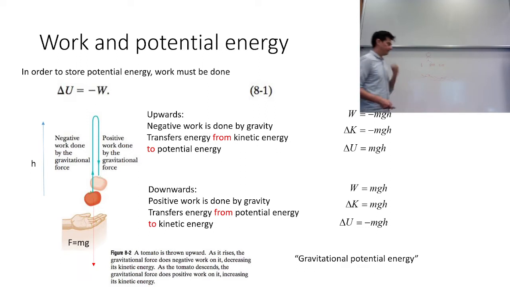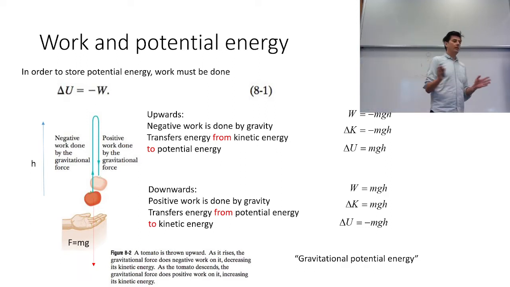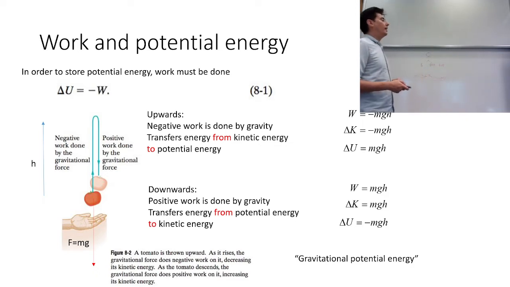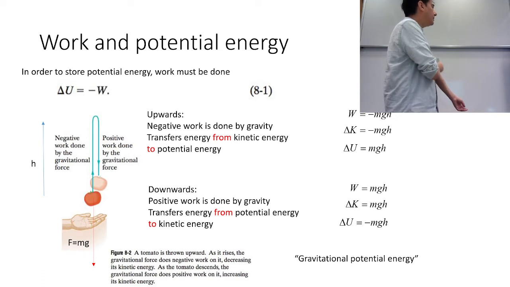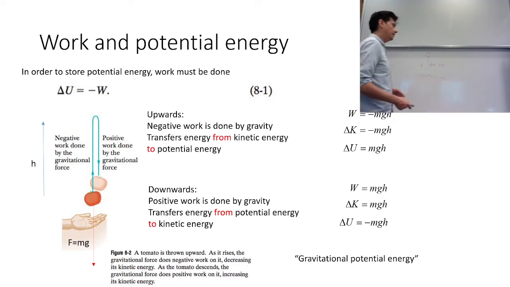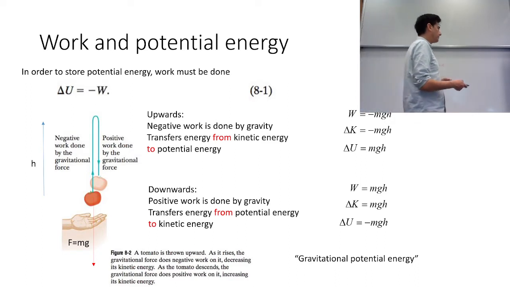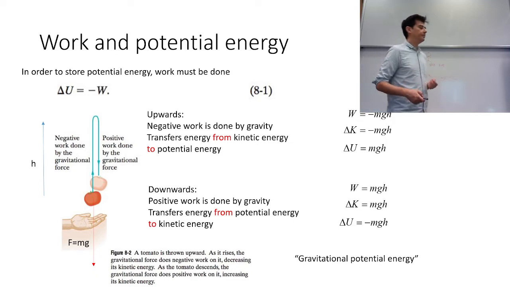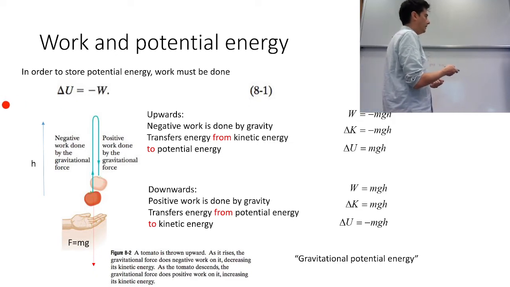Now, if you think of where that energy has gone, the answer is that it has gone to the potential energy instead. The kinetic energy decreases, but the potential energy increases. So this is basically why this has a negative sign.